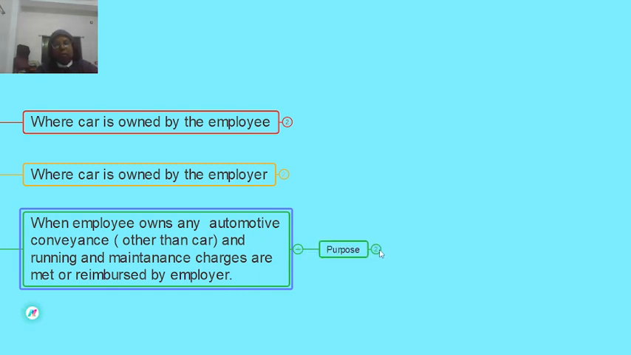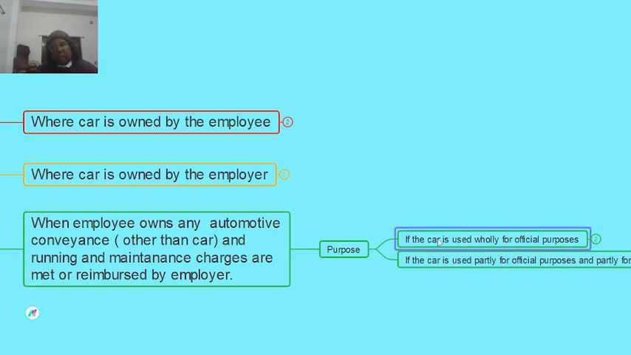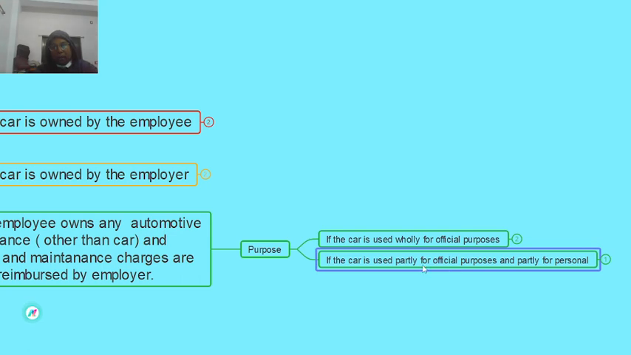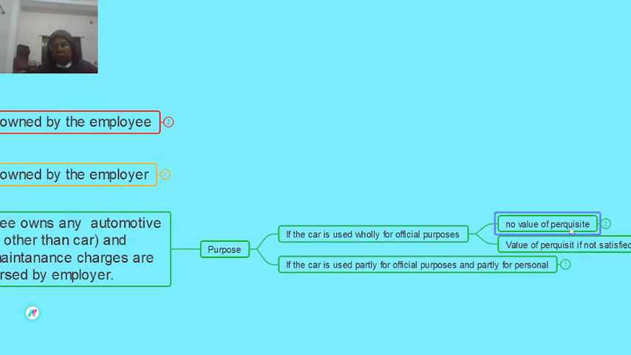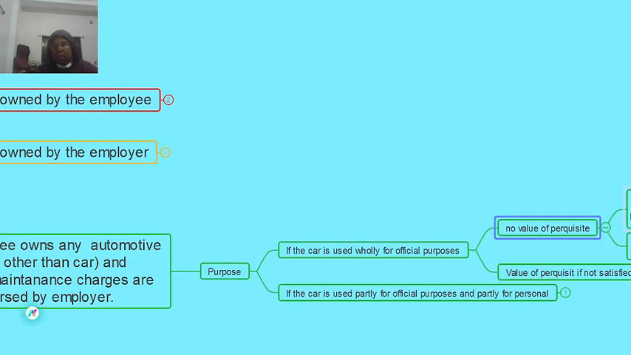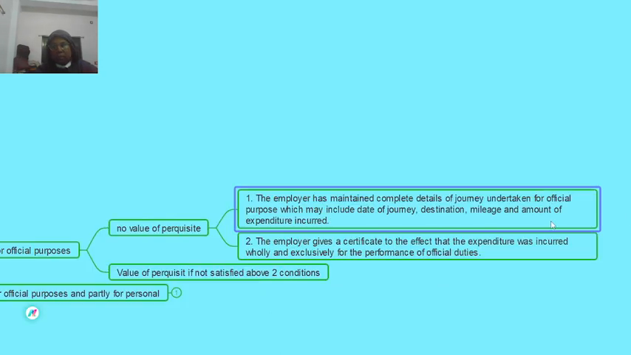There are two purposes there. The car is wholly used for official purposes, or the car is partly used for official purposes and partly for personal purposes. If the car is wholly used for official purposes, then there is no value of perquisite if the two conditions are satisfied. The conditions I have previously discussed.